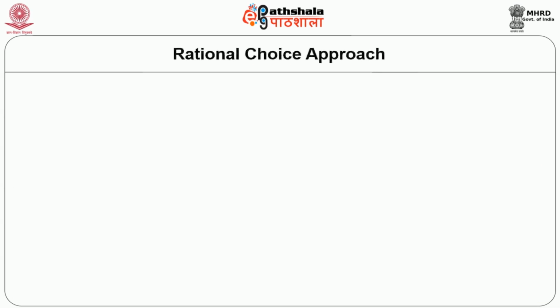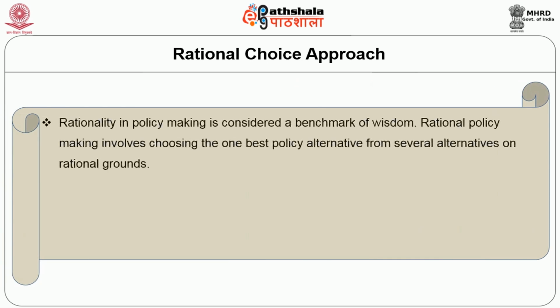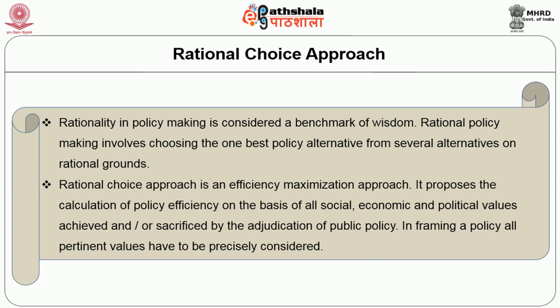Then what is the rational choice approach? The second most important approach that we wish to apprise you of is the rational choice approach. Rationality in policy making is considered a benchmark of wisdom. Rational policy making involves choosing one best policy alternative from several alternatives on rational grounds. The rational choice approach is an efficiency maximization approach, and it proposes calculation of policy efficiency on the basis of all social, economic, and political values achieved and/or sacrificed by the adoption of a policy. In framing a policy, all pertinent values have to be precisely considered.